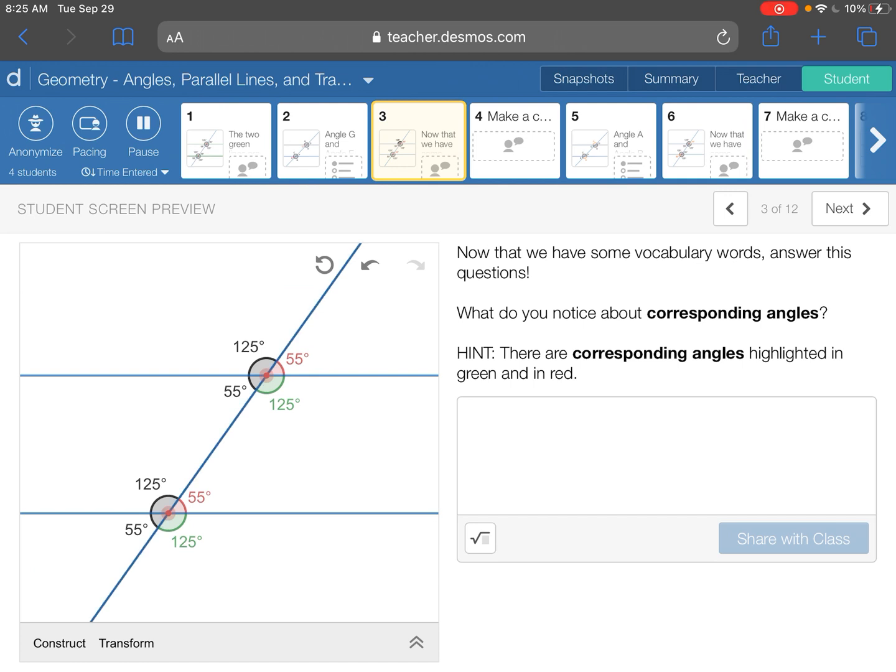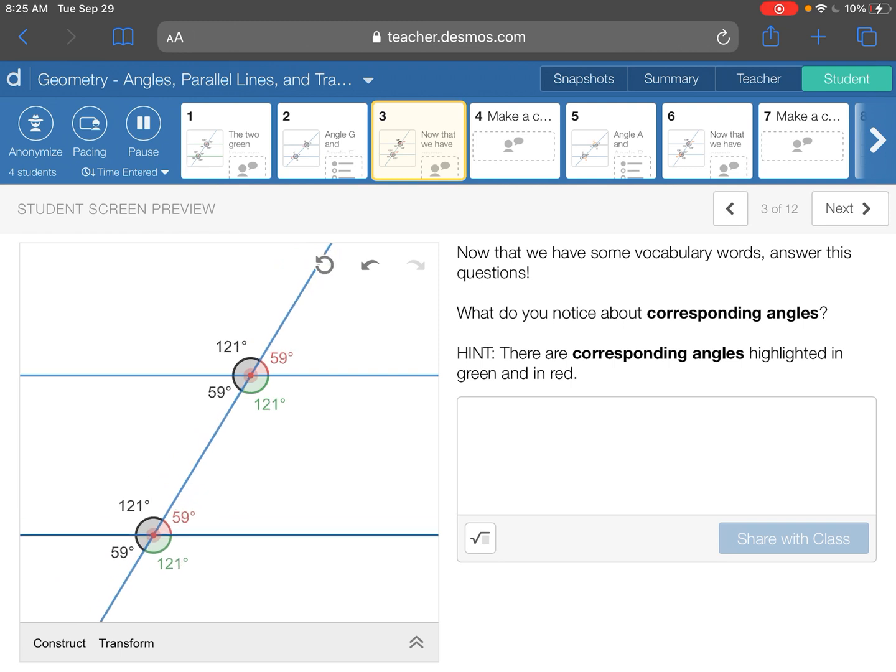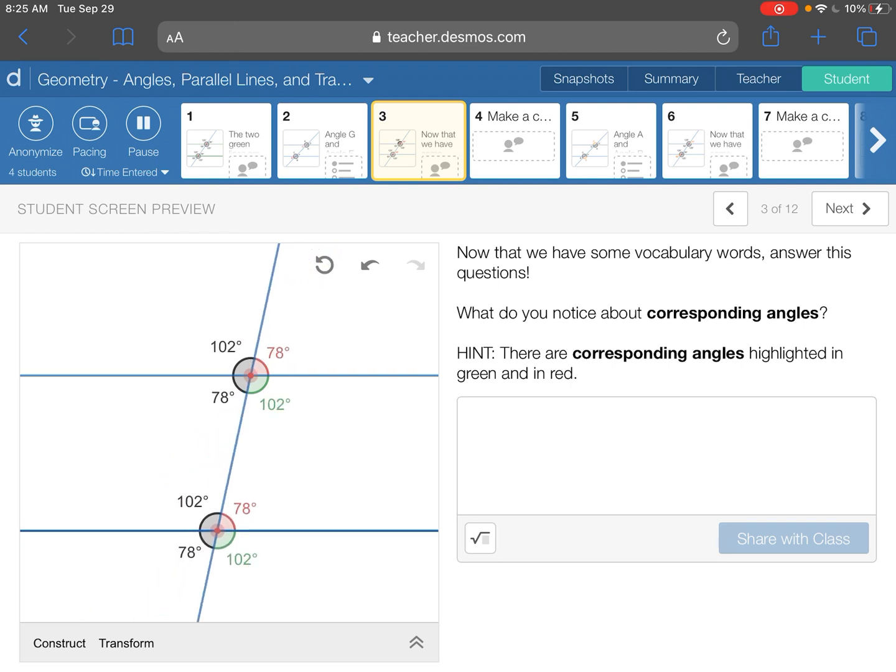And it doesn't matter where the line intersects the two parallel lines, and it doesn't matter what angles they create. What you'll notice is that the red angles are corresponding, and the green angles are corresponding, and their measurements are congruent. The green angles are both 102, the red angles are both 78 degrees.